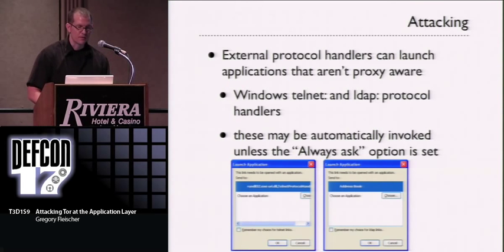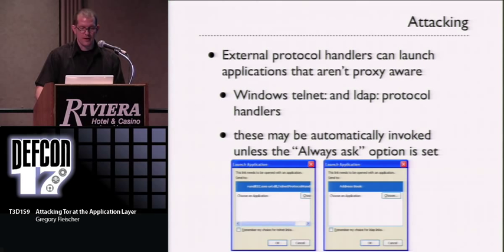Something else that's very interesting, and this is kind of covered by decloak.net, is that external protocol handlers can automatically launch applications that aren't proxy aware. So, for example, the Windows Telnet and LDAP protocol handlers are installed by default. They're enabled, but they're set to ask. But the current Tor button doesn't change your preference when it's toggled and not toggled. So let's say you're using Firefox and something pops up and it says, oh, do you want to use Telnet? Probably you're not going to say yes, but maybe you did. Maybe you said, remember this. And then sometime later you have Tor button enabled and somebody says, oh, well, here, let me make a Telnet request. If it's not set to always ask, it's going to automatically launch Telnet and go out and automatically connect. And this is going to completely bypass your proxy settings, and they're going to be able to detect your real IP address, which is really bad for some people.